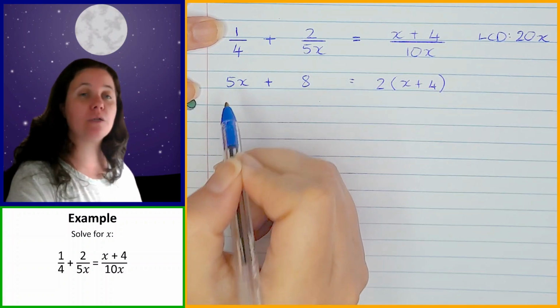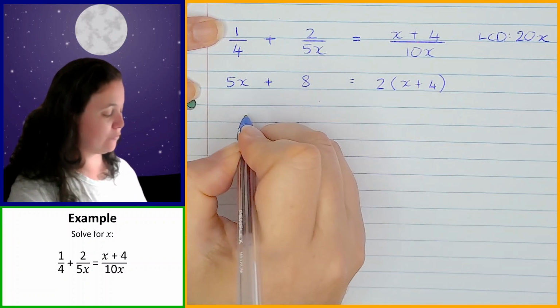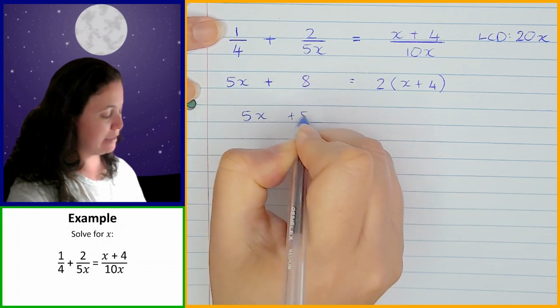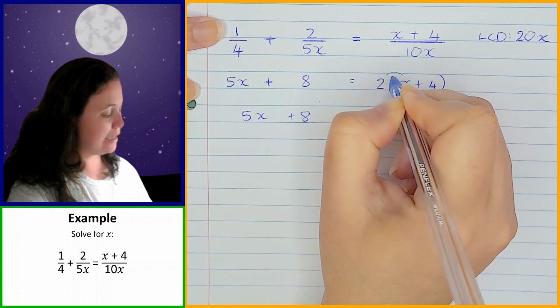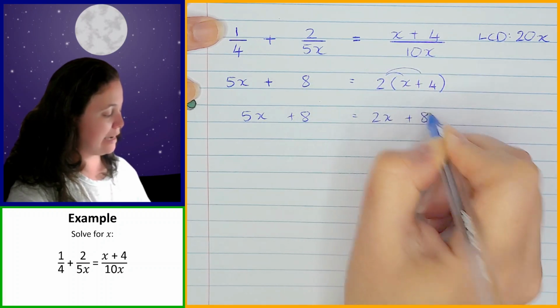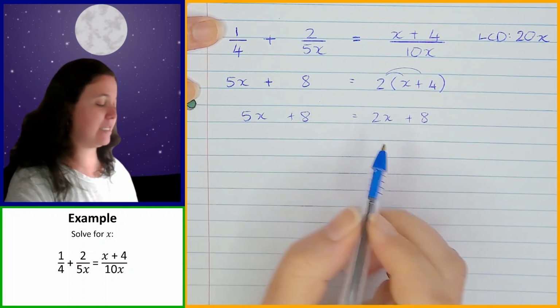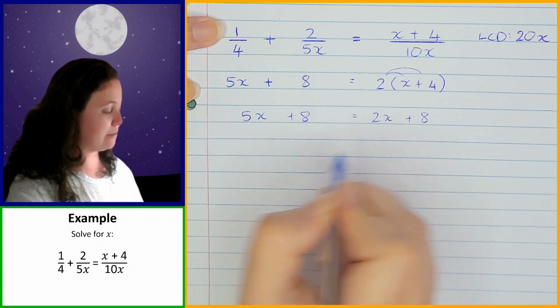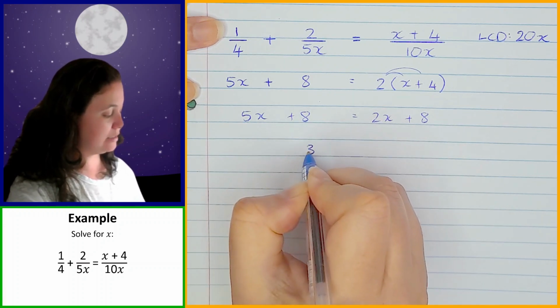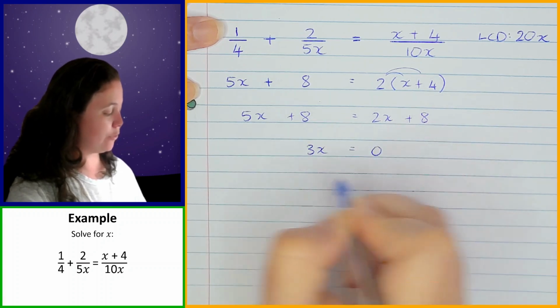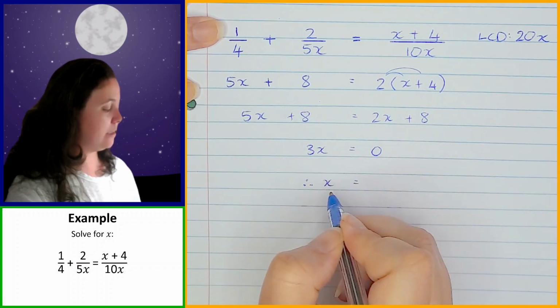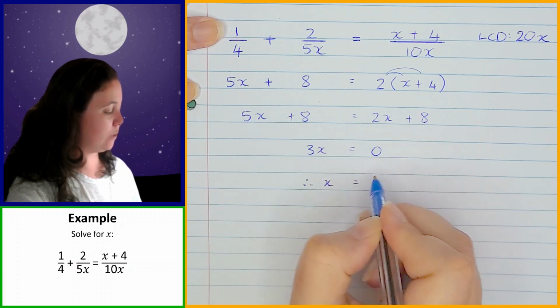Okay, now we're going to multiply out and solve for x. So I've got 5x plus 8 equals 2 times x is 2x, and 2 times 4 is plus 8. So now we're going to solve for x. I've got 5x minus 2x is 3x equals 8 minus 8 is 0. So therefore, x is equal to 0 divided by 3, which is 0.